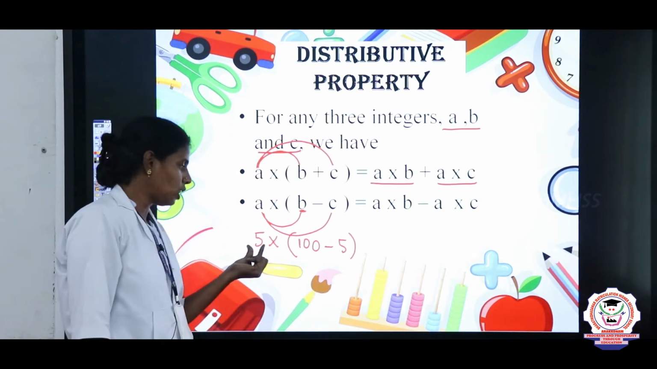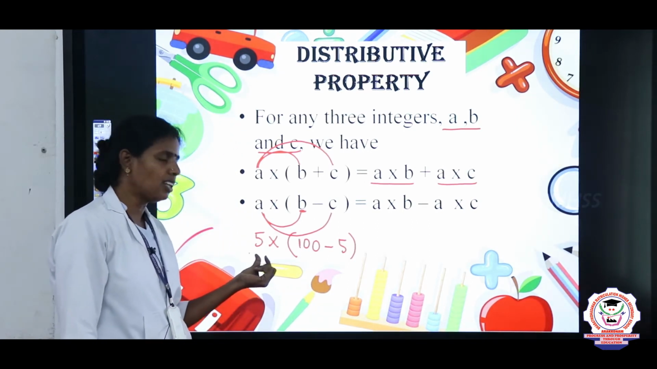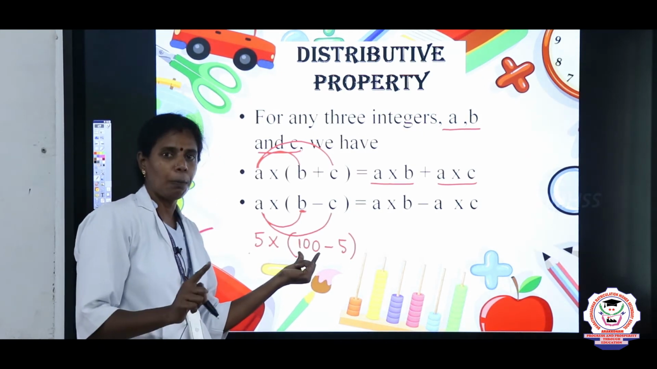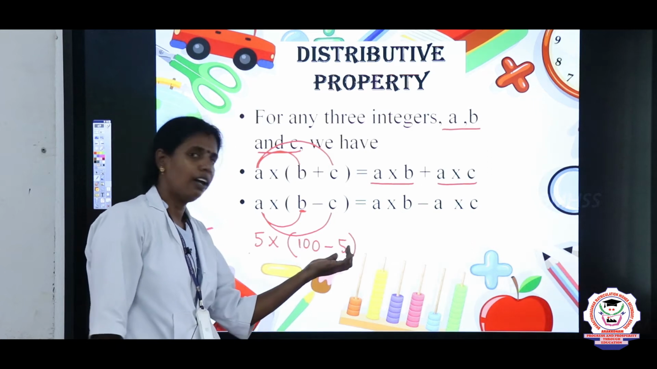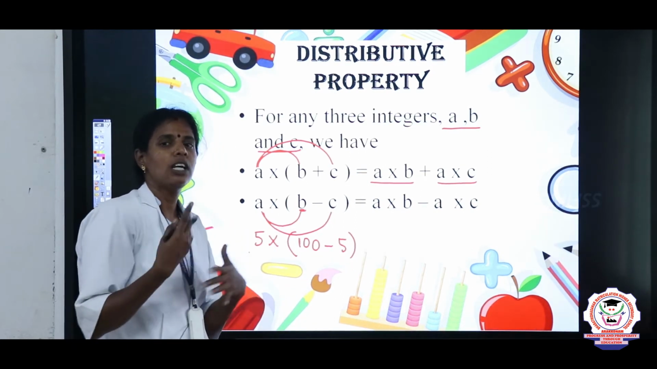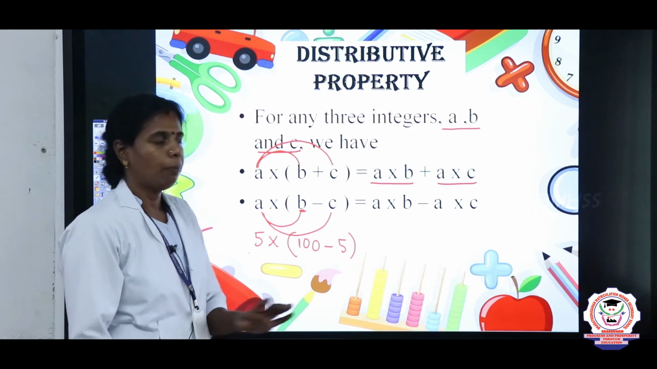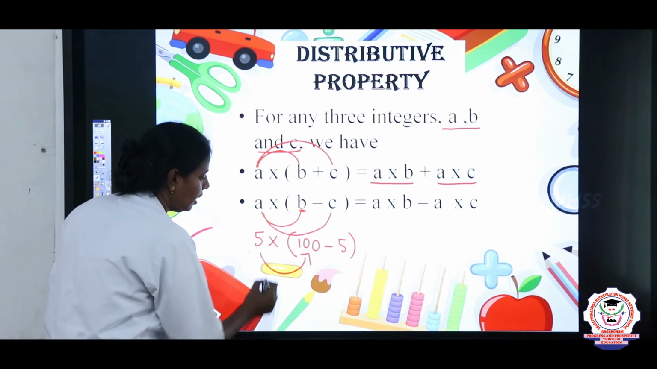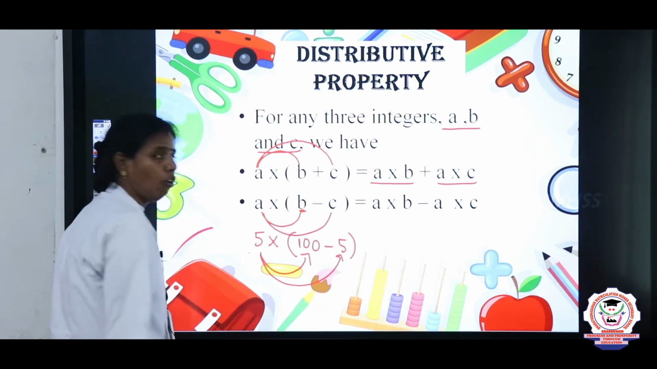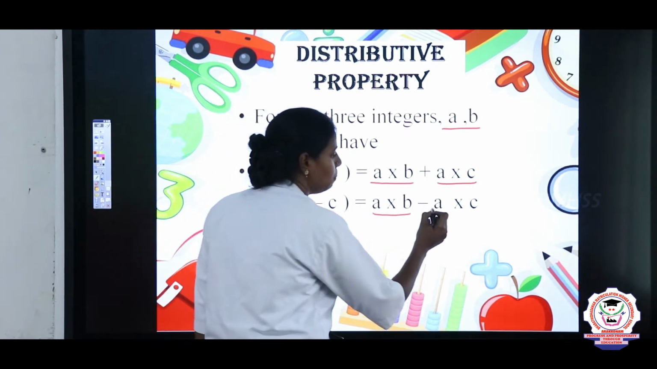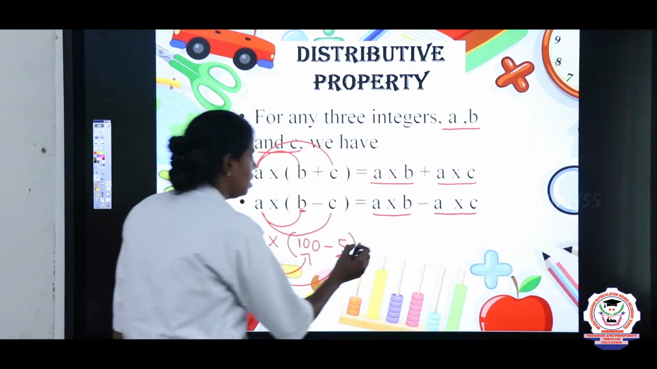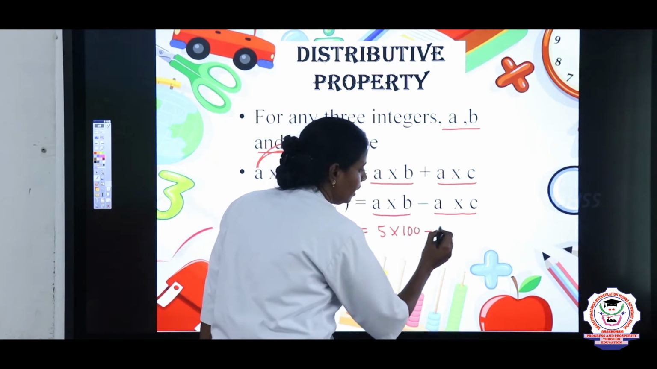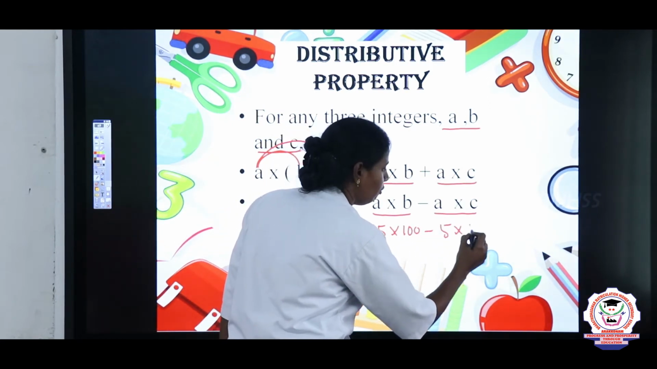So I went to a shop and I bought 5 different products. The cost of each product is 95, but I am going to pay 100 rupees for each product and I will get 5 rupees back, right? So how much totally have I paid in the shop for all the 5 products? To find: 5 into 100 minus 5 into 5. That is the formula here, a into b minus a into c. So 5 into 100 minus 5 into 5.